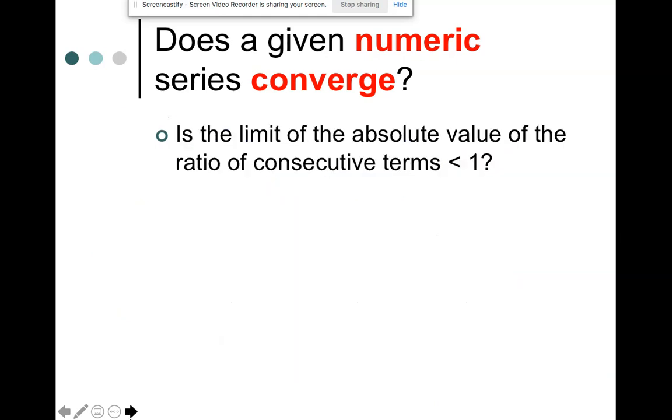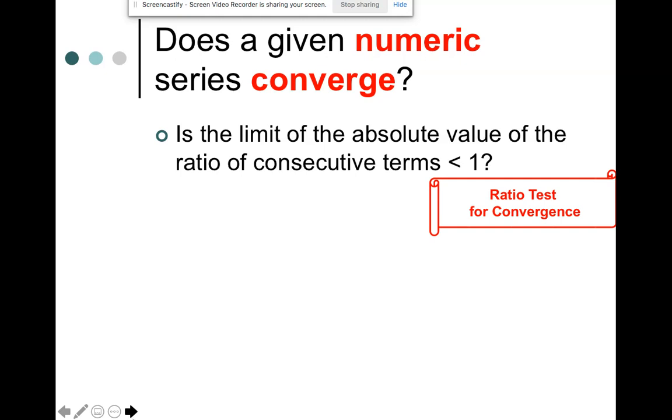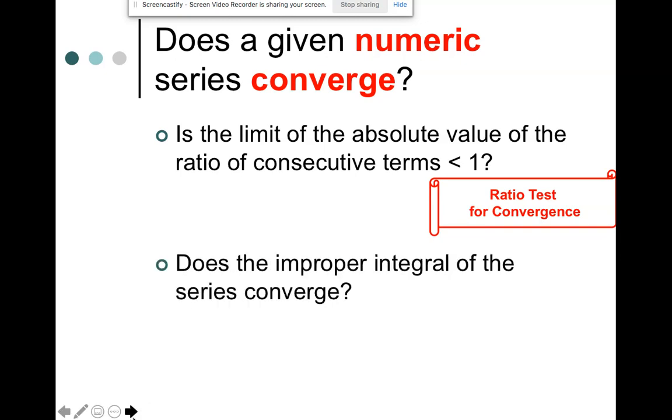Is the limit of the absolute value of the ratio of consecutive terms less than 1? That's the test we just learned. That's the ratio test for numeric series for convergence. Remember this one: if you're exactly equal to 1, then you don't know. You have to go back and do a different test.